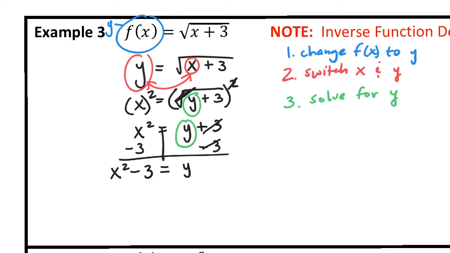And again, I'm just going to switch it over. I'm going to write y equals x squared minus 3. And then step 4, replace y with f inverse of x.